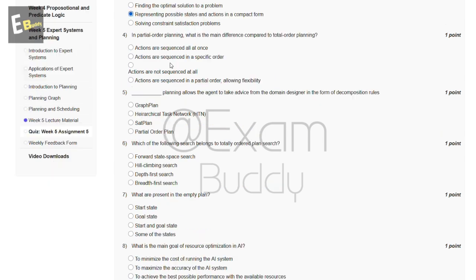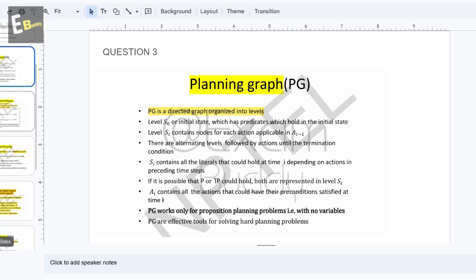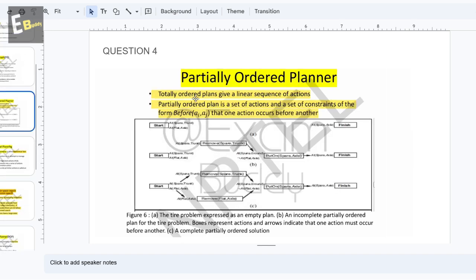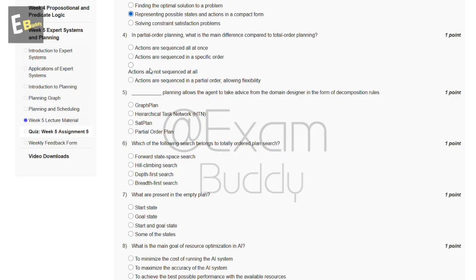Now, the fourth question is, in partial order planning, what is the main difference compared to total order planning? So these are the options. And now let's check the answer of our fourth question. Question fourth, partial order planning: total order plans give a linear sequence of action. Partial order plan is a set of action and a set of constraints of the form that one action occurs before another. So the answer of our question 4 is D, action and C are sequenced in a partial order, allowing flexibility.